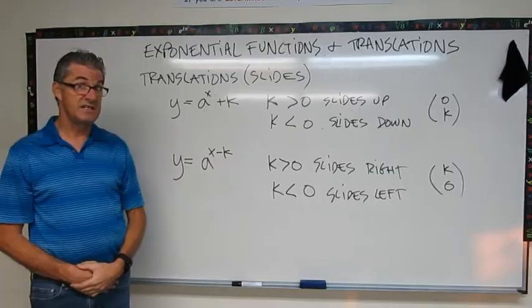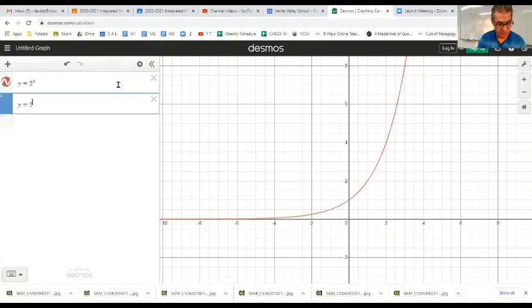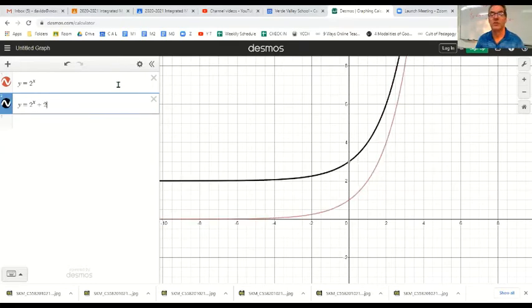Let's do that in Desmos. Okay, here we are in Desmos. And I have my y = 2^x graph already posted in here for reference. Let's do a vertical translation. So we're going to use y = 2^x + 2. And notice how that just shifted our graph upwards. Now we have a horizontal asymptote at the line y = 2.